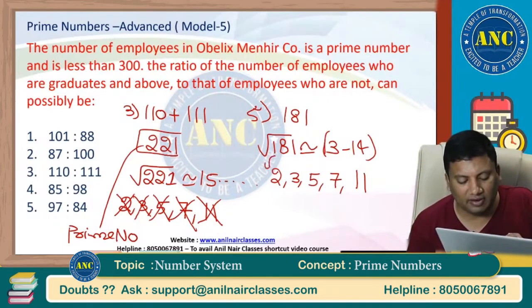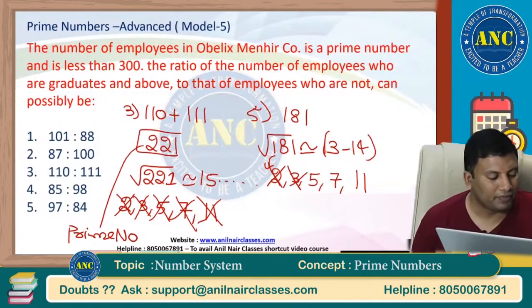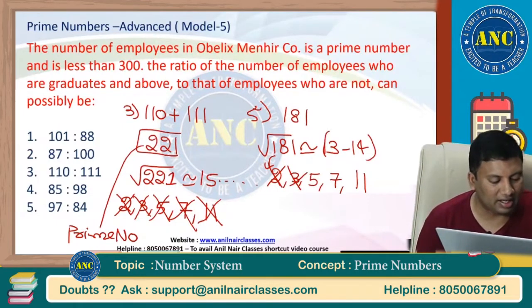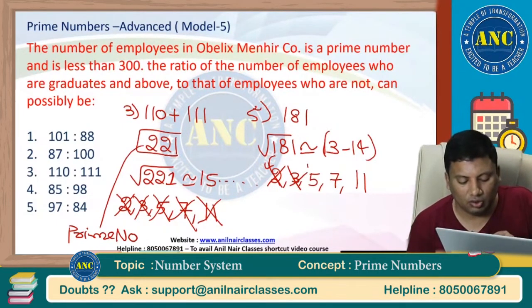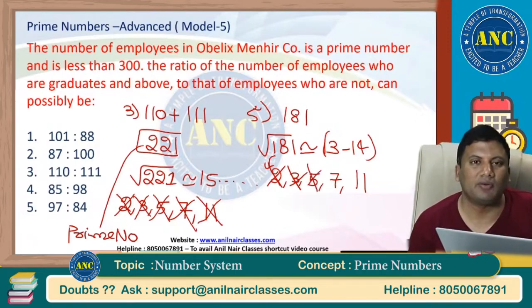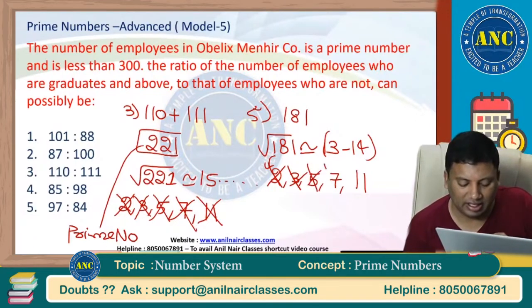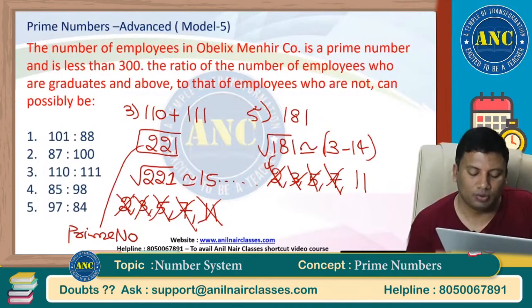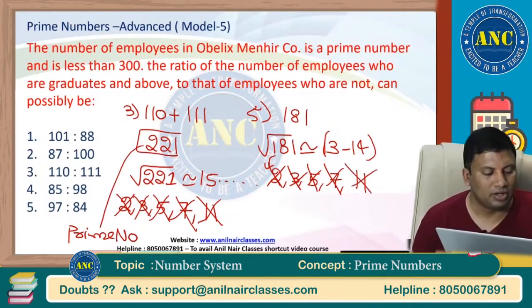Is 181 divisible by 2? No. I hope it is clear, right? 181 divisible by 3? No. By 5? No. By 7? 7 twos are 14, 41, no. By 11? 1 minus 8 plus 1, no. So we are not getting it. What is the question?